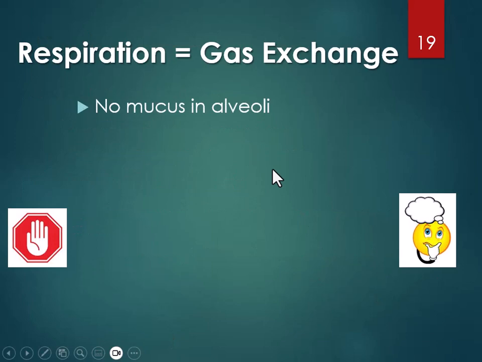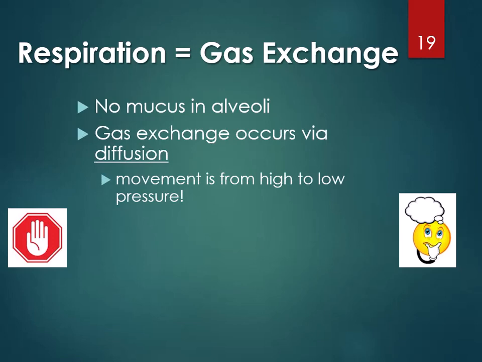All right, gas exchange is respiration. Remember, there's no mucus around the alveoli because they're air sacs. You only want air in there. Gas exchange occurs by simple diffusion. There's no transporters. It's very passive. It goes from high to low concentration.